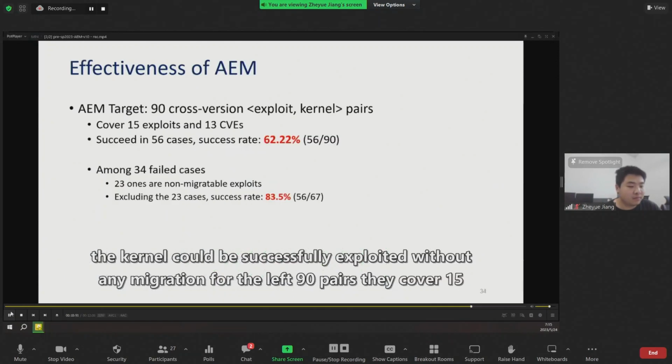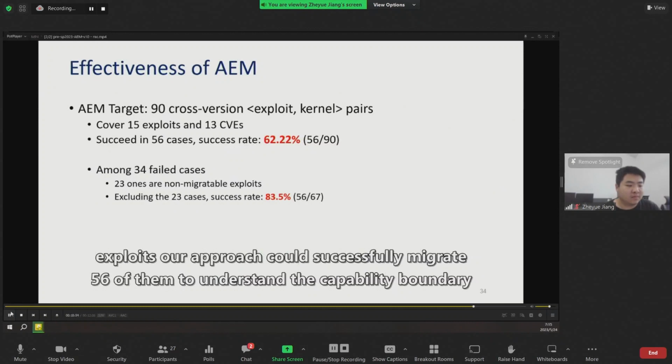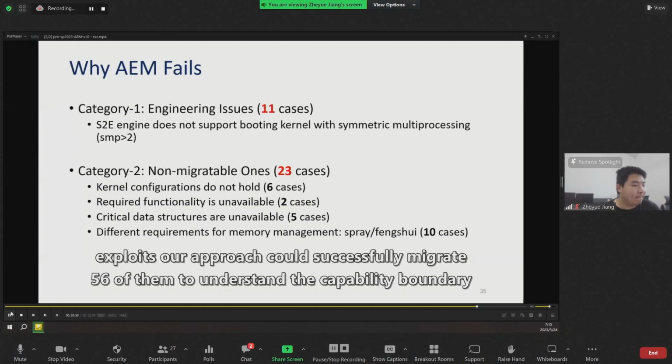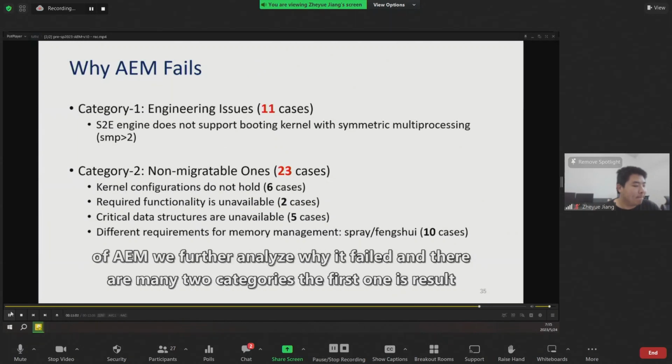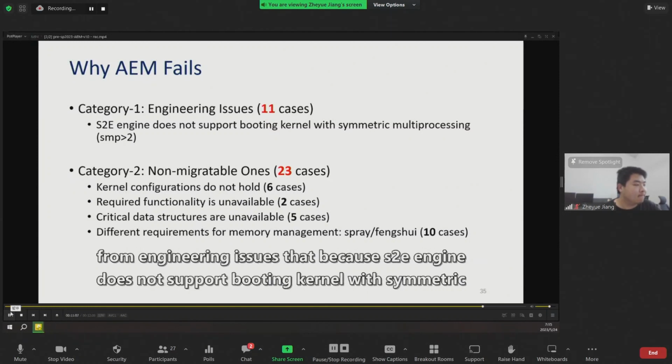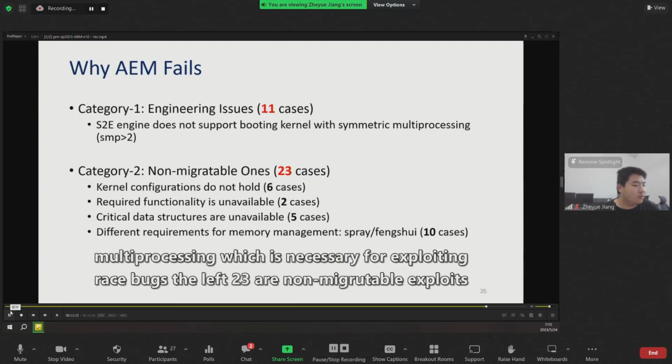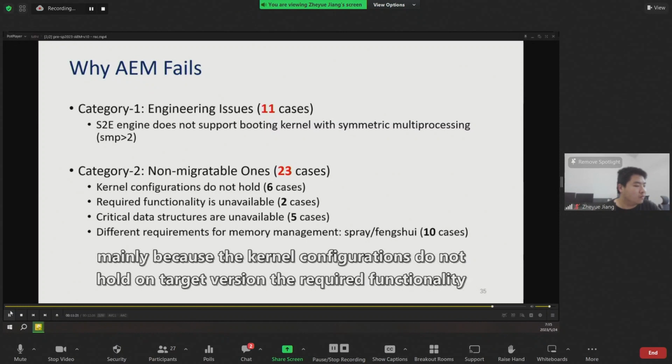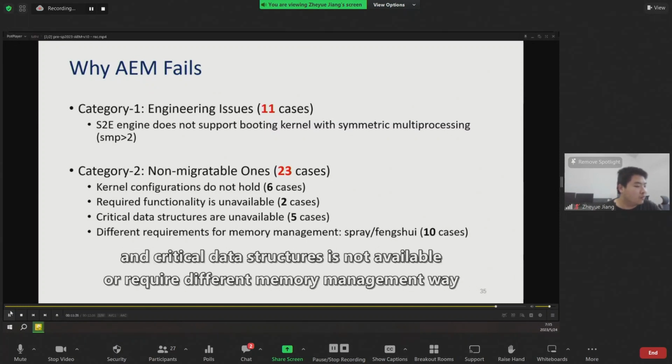For the left 90 pairs, they cover 15 exploits. Our approach could successfully migrate 56 of them. To understand the capability boundary of AEM, we further analyze why it failed, and there are mainly two categories. The first one results from engineering issues. That's because the S2E engine does not support booting a kernel with symmetric multiprocessing, which is necessary for exploiting race bugs. The left 23 are non-migratable exploits, mainly because the kernel configurations do not hold on the target version. The required functionality and critical data structures are unavailable, or require different memory management ways.